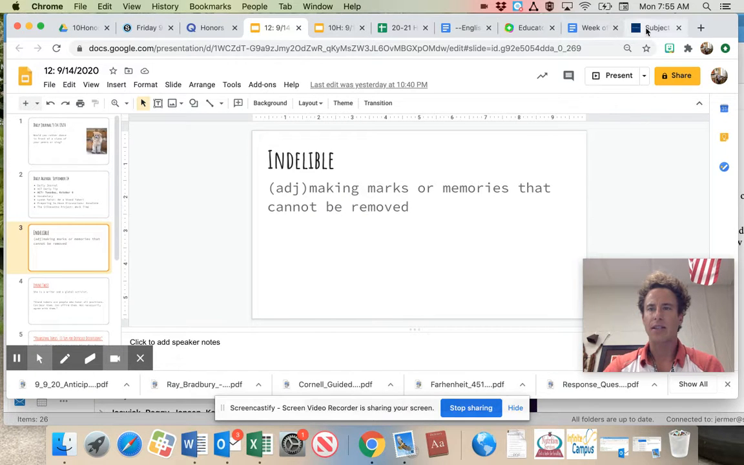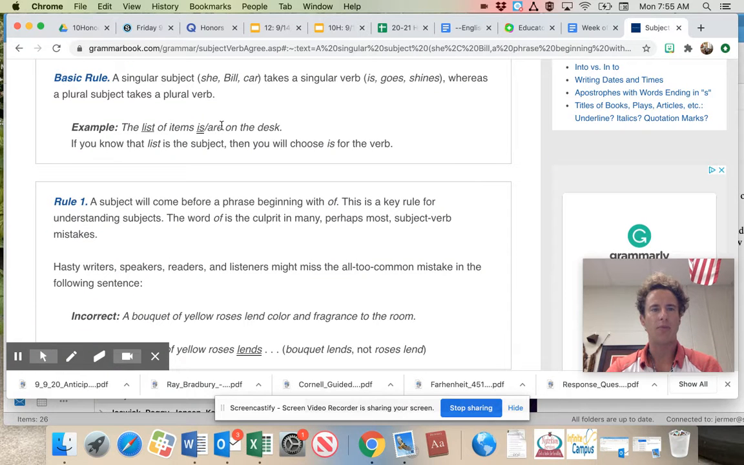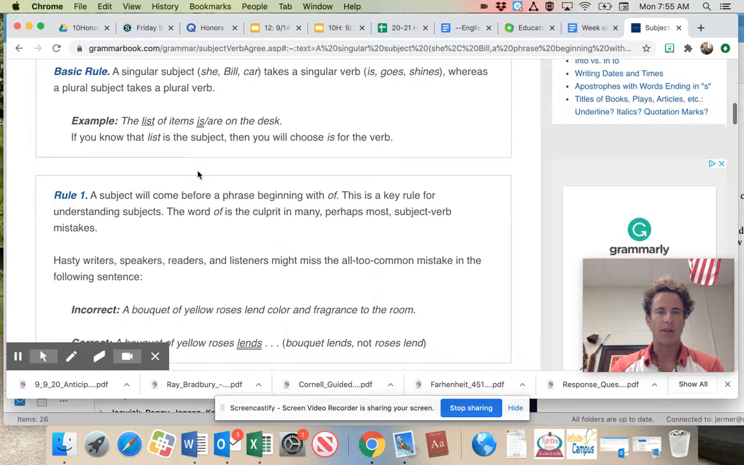All right, your daily ACT tip: subject-verb agreement. The basic rule says a singular subject, for example, she, Bill, or car, takes a singular verb, is, goes, shines, whereas a plural subject takes a plural verb. Let's look at an example. It says the list of items is on the desk. So list, it's a single list, even though there might be multiple items on that list, it's one list. So it's singular. So of the two options for the verb, is or are, you use is. There you go. A little tip about this.